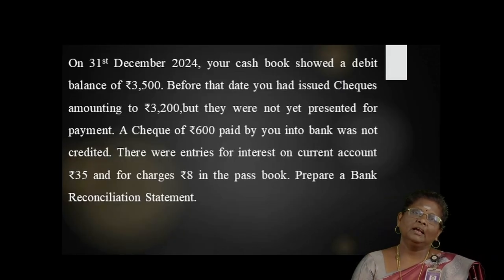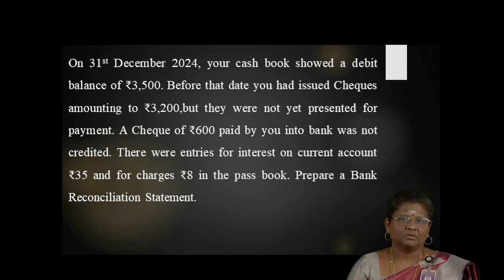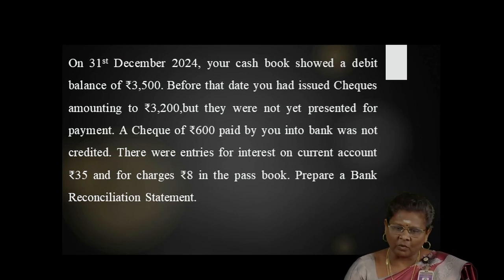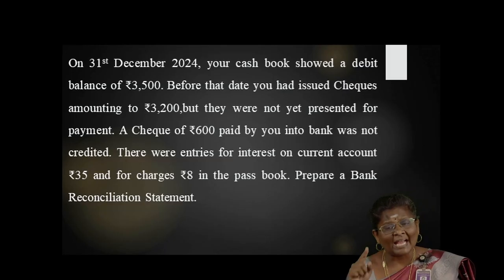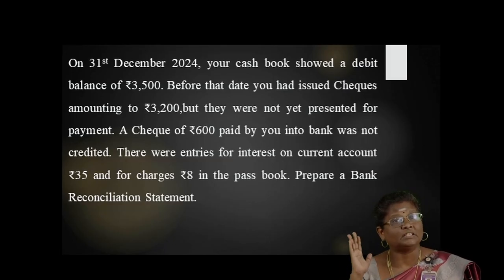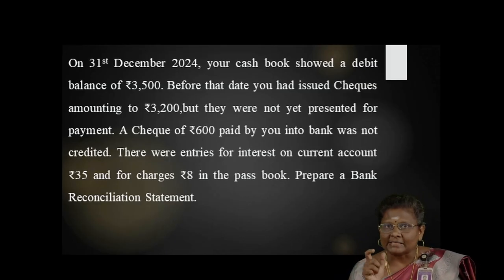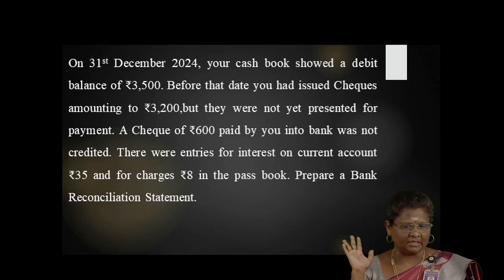Right. First one, illustration. On 31st December 2024, your cash book showed a debit balance of rupees 3,500. So that is the normal balance. So the balance as per cash book is rupees 3,500.